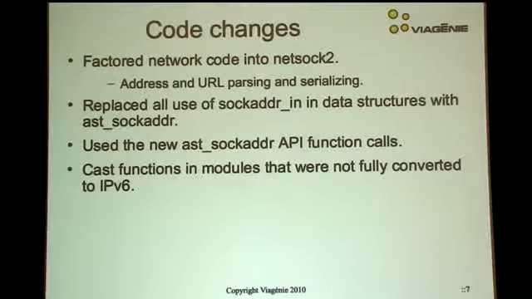We replaced all the uses of sockaddr_in and data structures with ast_sockaddr. That was straightforward. We used the new ast_sockaddr API function calls. We have many such functions which we will go through. And we have some cast functions that we used in modules. For example, the RTP subsystem had to be converted, so channels that use the new RTP subsystem use some cast functions.